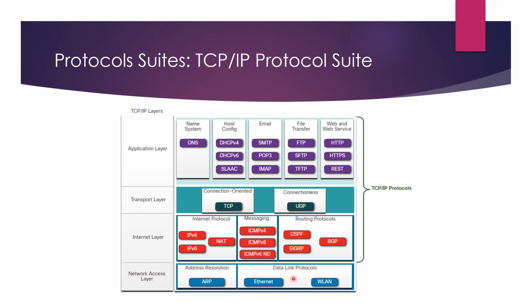And we have the data link protocols, which include Ethernet, which defines the rules for wiring and signaling standards of the network access layer, and the wireless local area network, which defines the rules for wireless signaling across the 2.4 gigahertz and 5 gigahertz radio frequencies. So these are all the protocols depending on the layers of the TCP/IP protocol suite. And we will go further to the TCP/IP communication process.